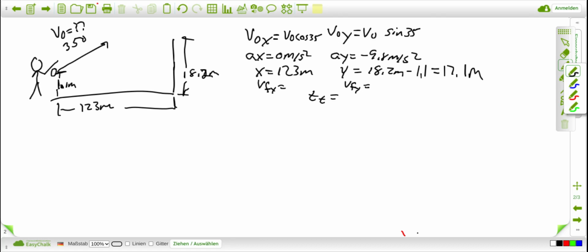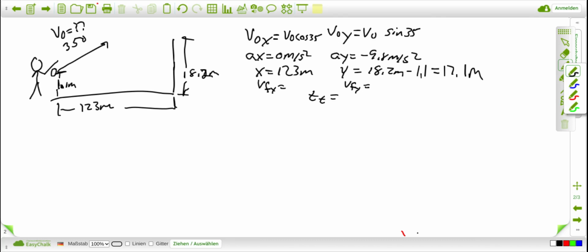So when we think about how high the ball goes up, it goes up 17.1 meters because you're 18.2 minus the 1.1. So you create the table that is here in front of us with the initial velocity in the x, the initial velocity in the y, the accelerations in the x, the accelerations in the y, your position in the x, your position in the y. And you realize that you have to solve this simultaneously because you have two unknowns.